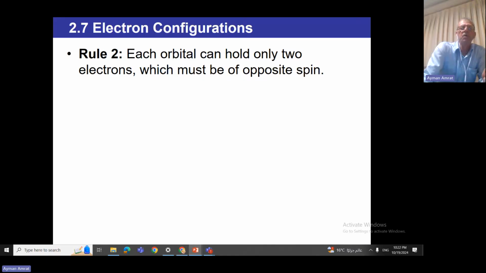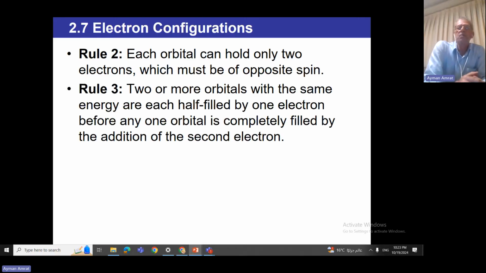Second rule: each orbital cannot hold more than 2 electrons, and these electrons should have opposite spin. If two or more orbitals have the same energy, each should be half filled by 1 electron before any one orbital is completely filled.